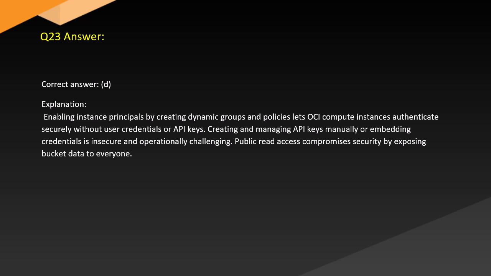Answer. Correct answer. D. Explanation. Enabling instance principals by creating dynamic groups and policies lets OSI compute instances authenticate securely without user credentials or API keys. Creating and managing API keys manually or embedding credentials is insecure and operationally challenging. Public read access compromises security by exposing bucket data to everyone.